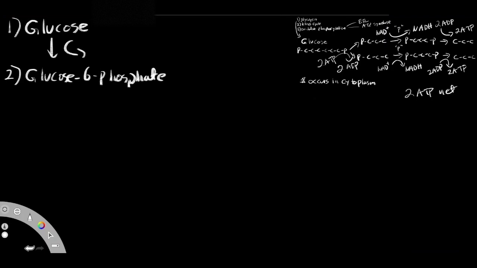And that ATP was used. So we'll just say 1 ATP. Okay, so 1 ATP was used in order to create an ADP. Remember, this was the investment phase.